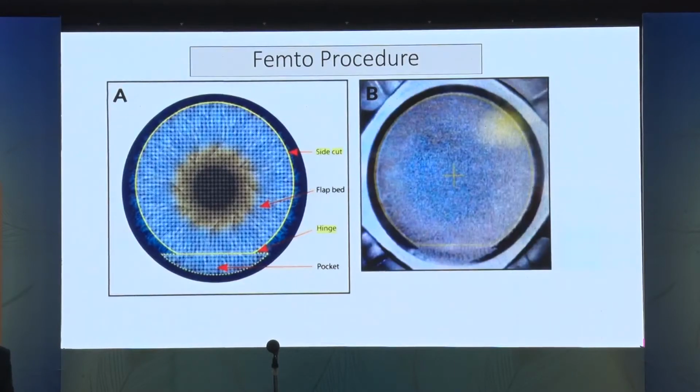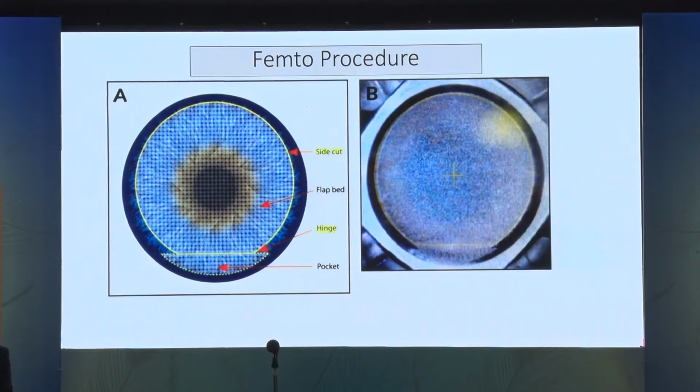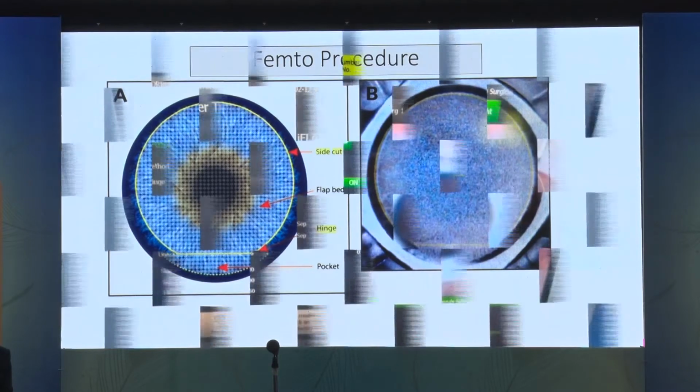So this is the basic diagram of the flap. You can see that there's a side cut, a flap bed, a hinge, and a pocket. And in the FS200, instead of the pocket, there's a canal. Basically, these two serve as a venting mechanism for gas bubbles to escape, so as to reduce the OBL or the opaque bubble layer, which inhibits the lifting of the flap.